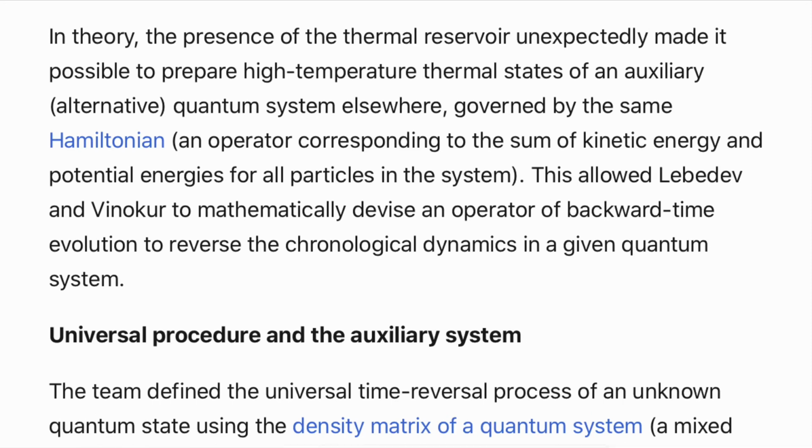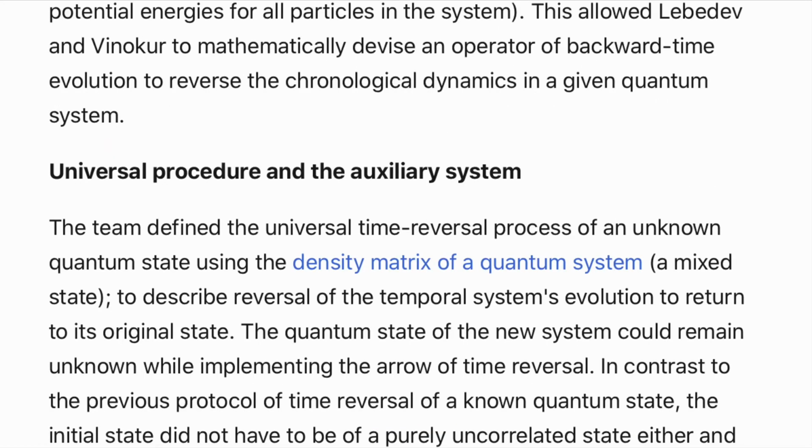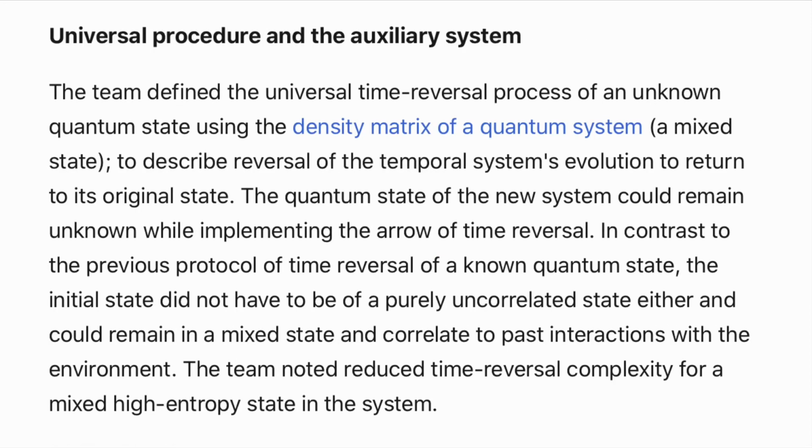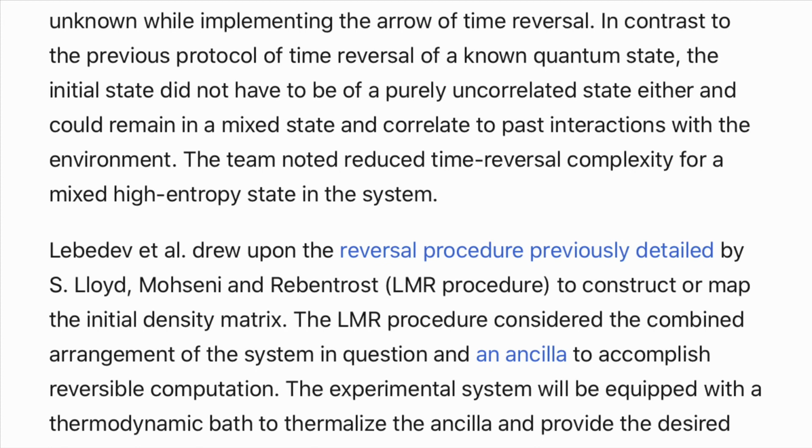This allowed Lebedev and Vinokur to mathematically devise an operator of backward time evolution to reverse the chronological dynamics of a given quantum system. The team defined the universal time reversal process of an unknown quantum state using the density matrix of a quantum system to describe reversal of the temporal system's evolution to return to its original state. The quantum state of the new system could remain unknown while implementing the arrow of time reversal. In contrast to the previous protocol of time reversal of a known quantum state, the initial state did not have to be of a purely uncorrelated state either, and could remain in a mixed state and correlate to past interactions with the environment. The team noted reduced time reversal complexity for a mixed high-entropy state in the system.